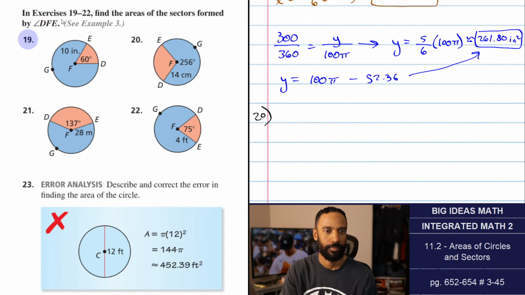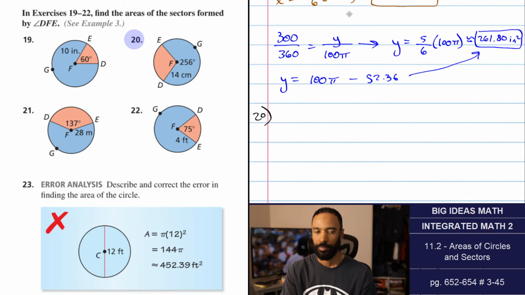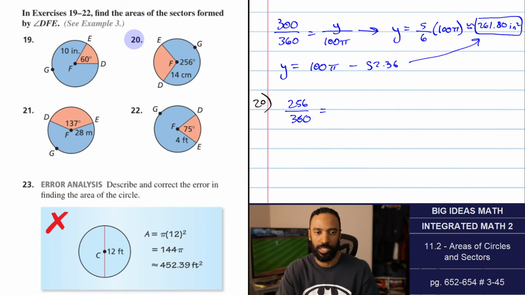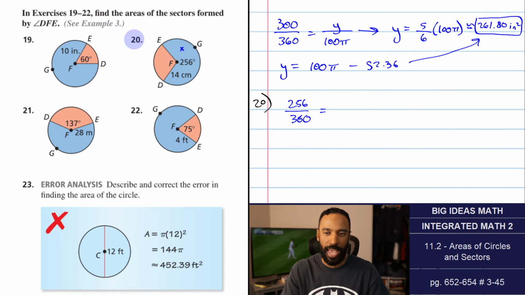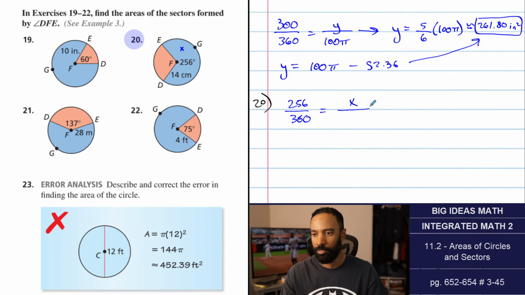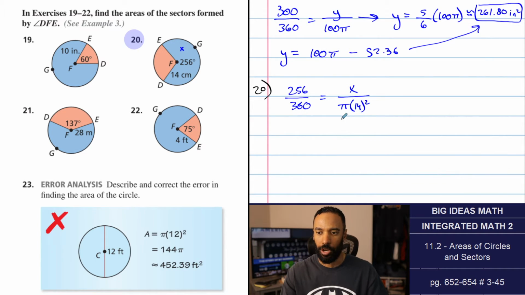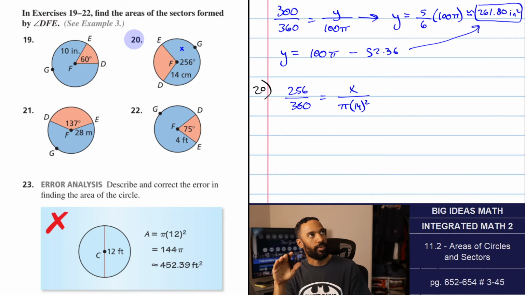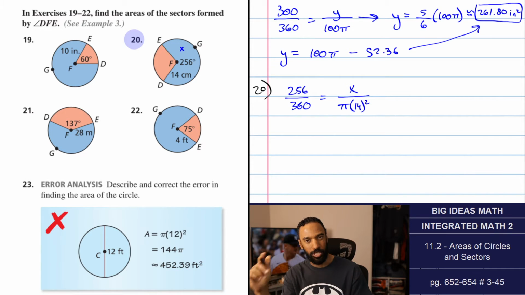Here we go. Number 20, I'm going to start with the blue this time, and I'm just going to use the diagram that's there. Whatever 256 over 360 is, and I don't have a quick fraction reduction in mind yet, this x is out of pi r squared. This radius is 14. So 256 over 360, divide both by 4, is 64 over 90. Divide that by 2, 32 over 45. I guess that's as much as I can reduce it.